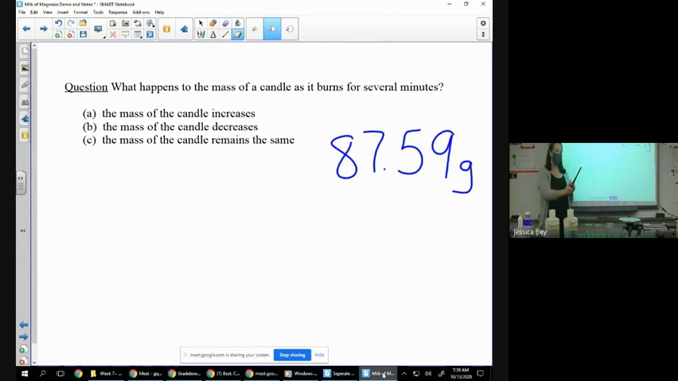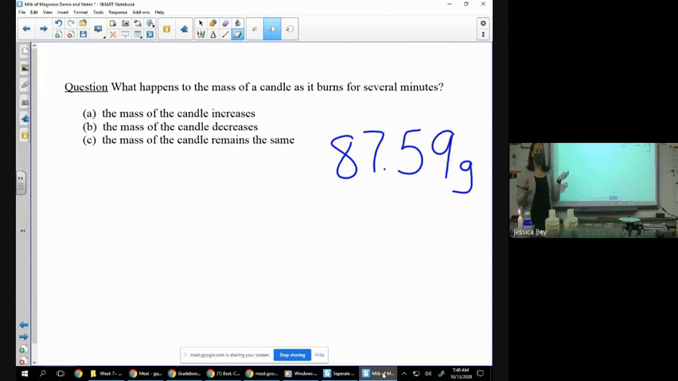I'm going to take an igniter and light this candle on fire. We're going to let this candle burn the entire time I'm talking about this lecture. And in your head, right next to that number, I would like you to write an A, a B, or a C. Do you think the mass of the candle on the scale will increase? Will decrease? Or will stay the same? Okay, so write A, B, or C.